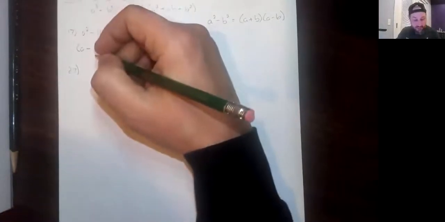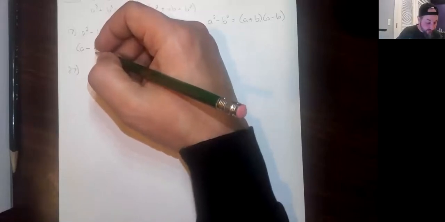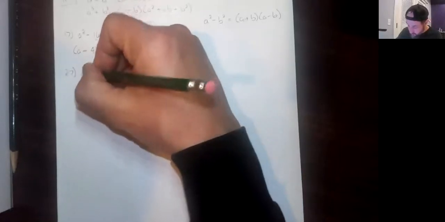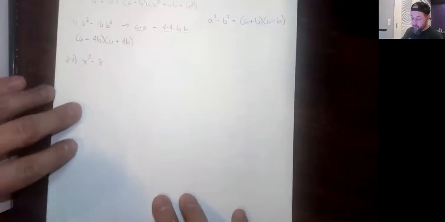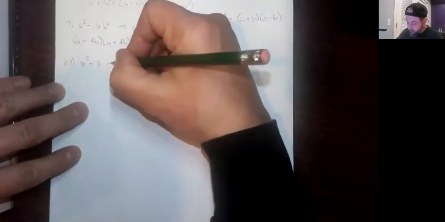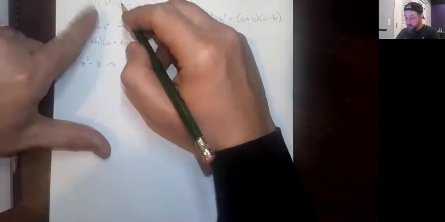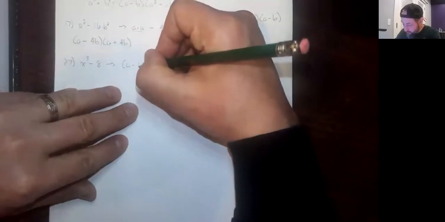Number 27 says factor the following binomials as the sum or difference of 2 cubes. Number 27 gives us x cubed minus 8. So what happens here, and this is the only perfect cube that I'm going to do in the lecture. So what I'm going to do is write the corresponding formula down first.